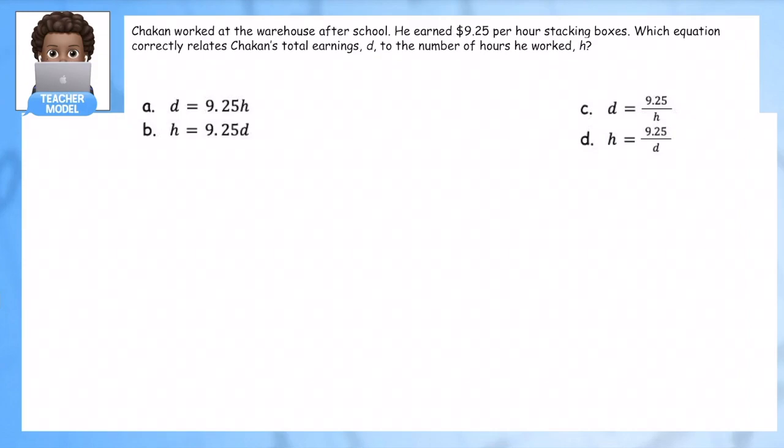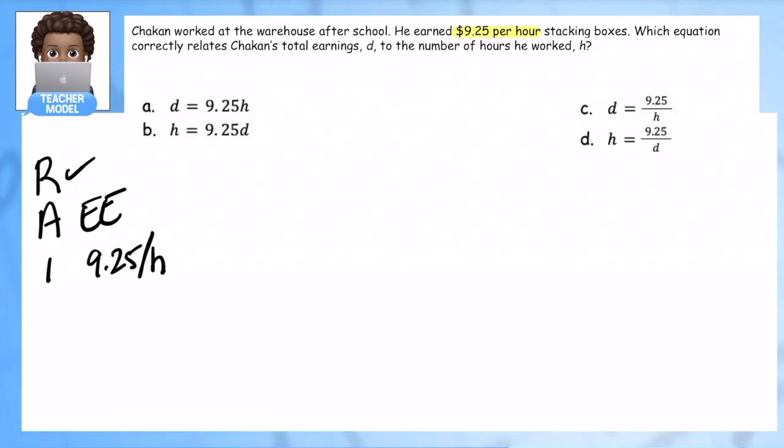Shakan worked at the warehouse after school. He earned $9.25 per hour stacking boxes. Which equation correctly relates Shakan's total earnings D for the number of hours he worked H? Okay, so we have some information here as we're reading through the problem. This is definitely an EE problem. So important information is we know he had $9.25 per hour. So I could already say if hours are H, I can express this as 9.25H. So that's how we're going to express the $9.25 per hour.